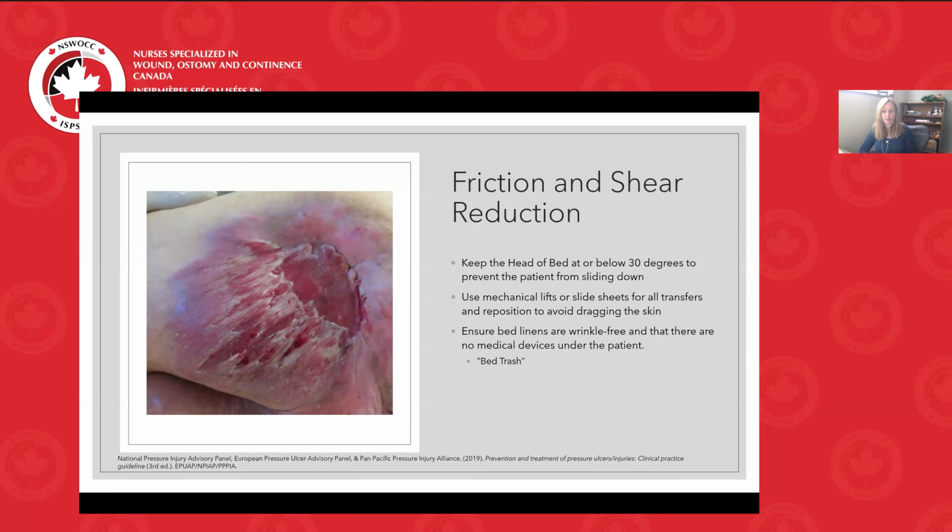Ways that we can prevent that shearing are making sure that the head of the bed is below 30 degrees, and that we're elevating the foot rest also on the bed, so that the knee hitch is up. We want to make sure that they're not sliding. We want to make sure that when we're transferring them, or when we're moving them up in the bed, we're using a lift sheet. We're lifting, not dragging. We want to make sure that there are no wrinkles in the linen or the bed sheets.